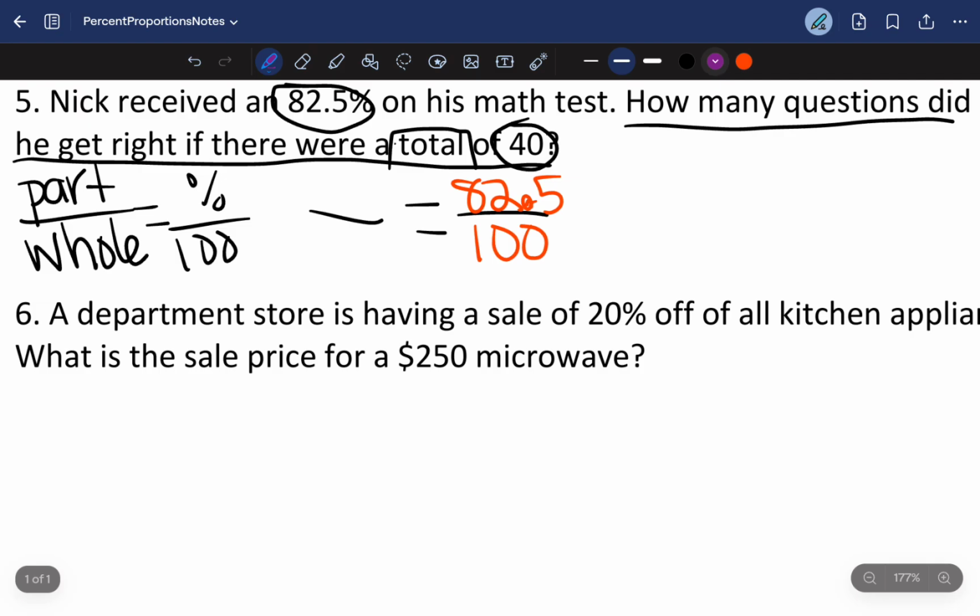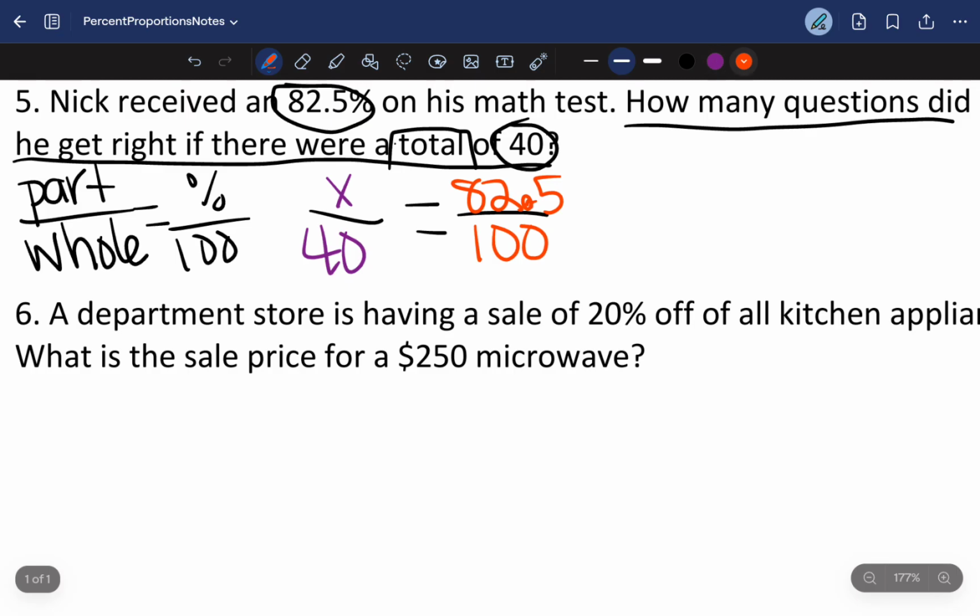So what I'm going to think to myself is, I know there's a mathy term that I just boxed and it says total. Well, total represents a whole. So 40 goes on the bottom and then X would go on the top. And that makes sense because it's asking how many questions did he get right if there were a total of 40. And he only got an 82.5%. So that means he didn't get all of them correct.